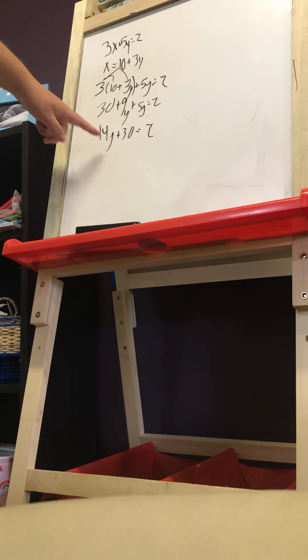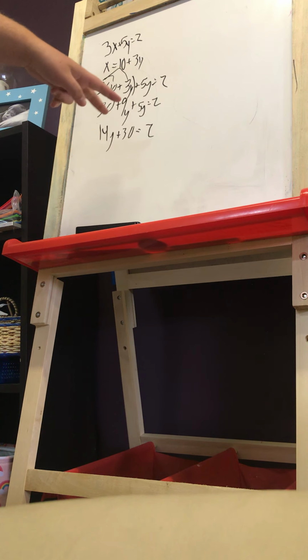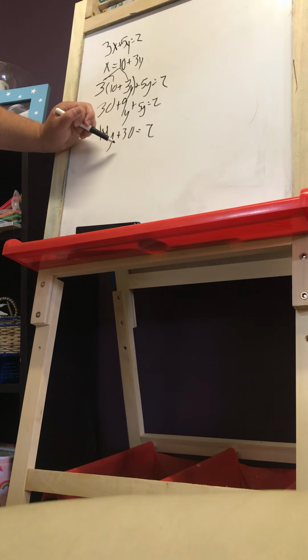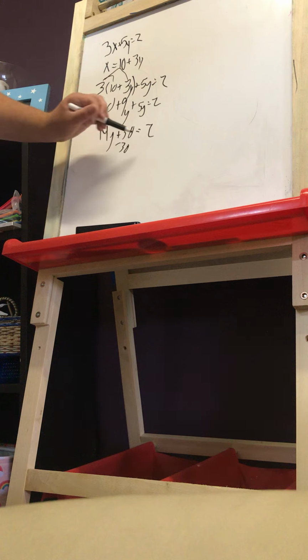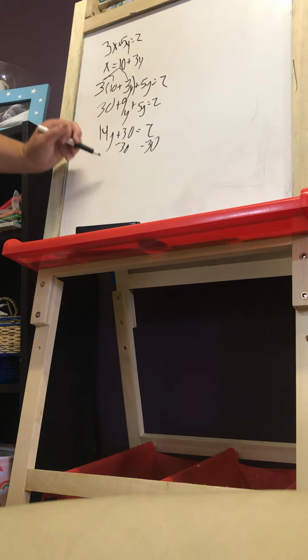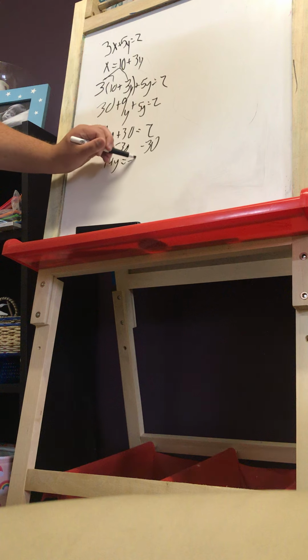Now you want to isolate y. You have it simplified now, and you still want to isolate y. So the first thing you're going to do is get rid of the 30. By doing that, you just subtract 30, and you have to do that on each side, because left side equals right side. Now that means 14y is equal to negative 28.